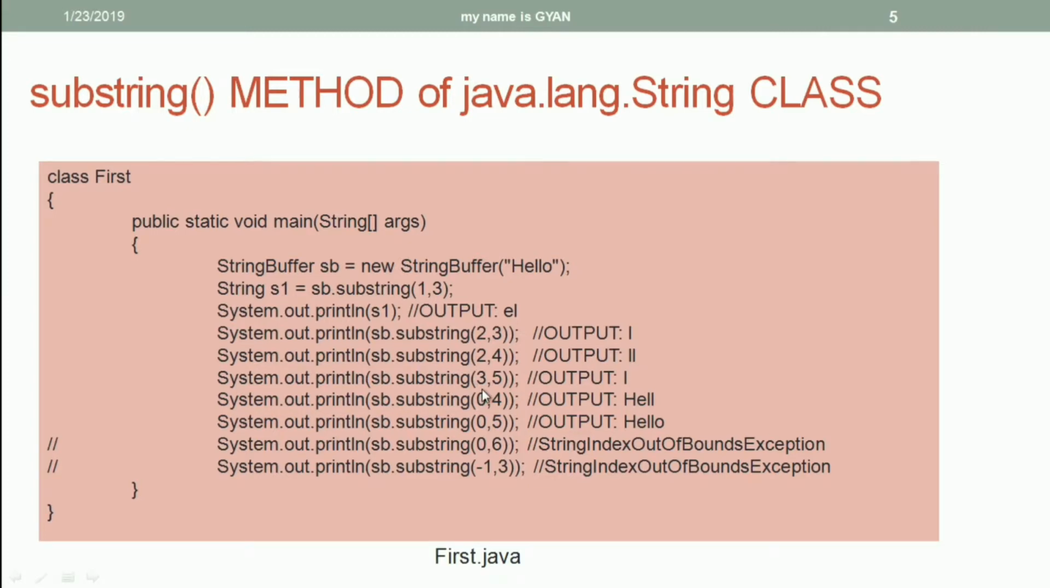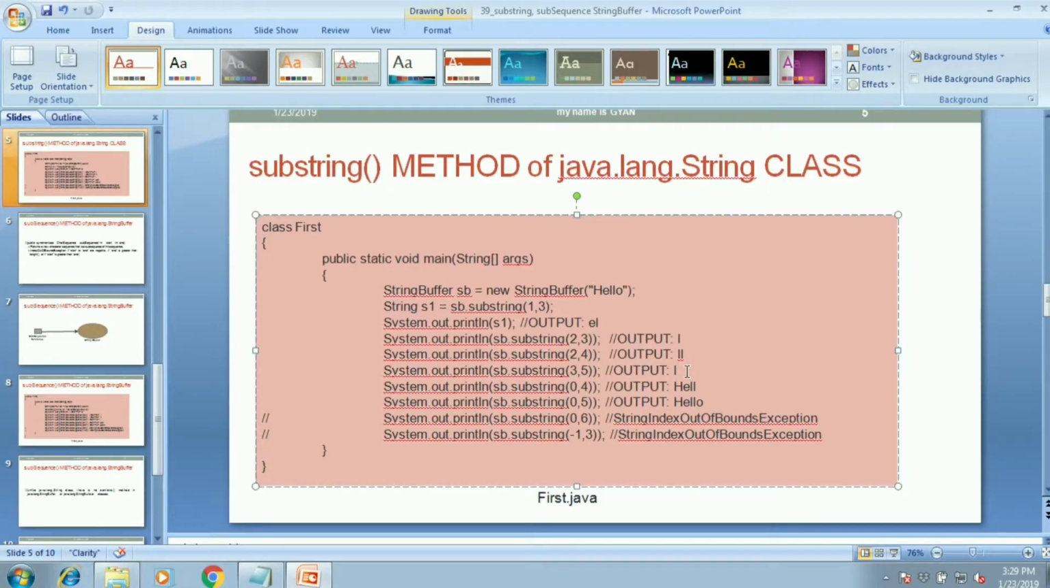So starting from the index 3, means this second L, go up to 5 minus 1, means go up to 4, go up to this O. So by using these two characters L and O, the substring method will create a new string object in the heap and then we are printing the content of that newly created string object which will print L and O. Here the output L is something wrong, we need to change it. It should be L and O, not only L.